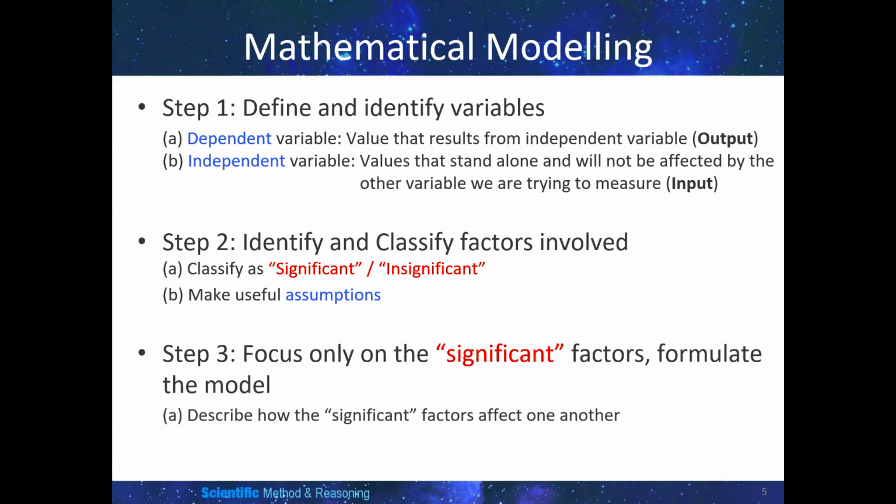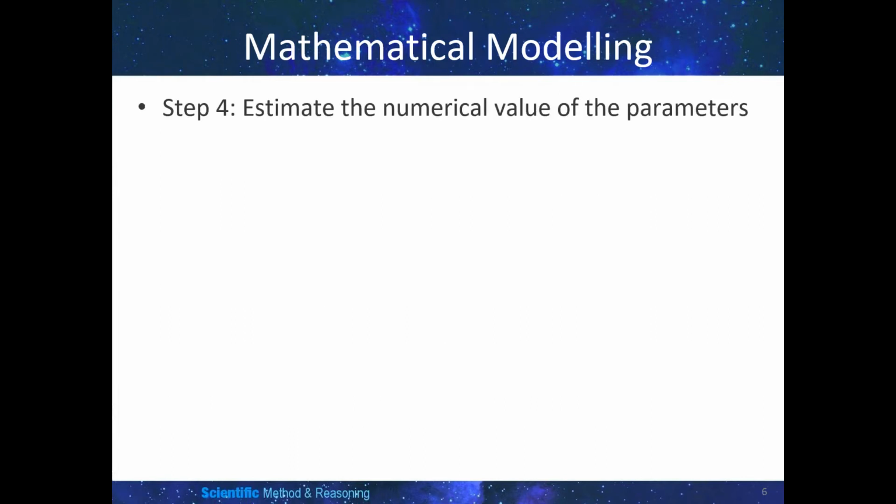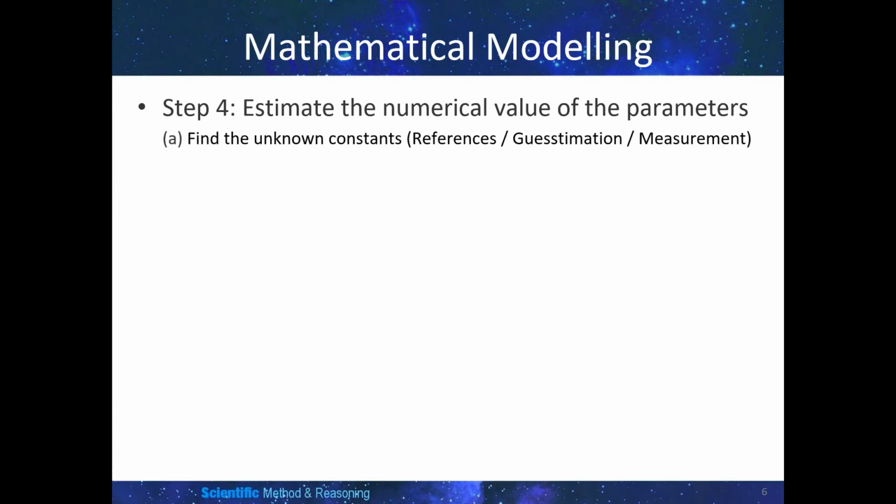We need to describe how the significant factors affect one another and affect your dependent variable. Now, the next step will be to estimate the numerical value of the parameters. In your equation, there will be a number of constants probably. So you will need to find these unknown constants by references, guesstimation, measurement, or experiments, etc.